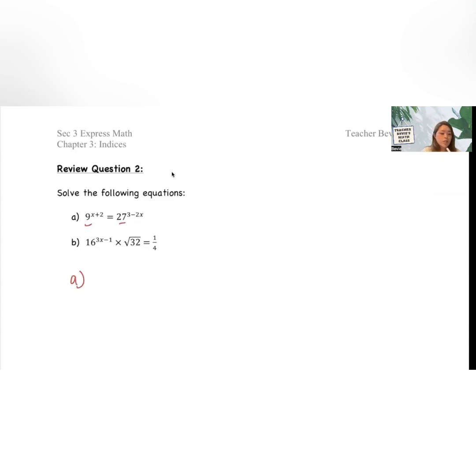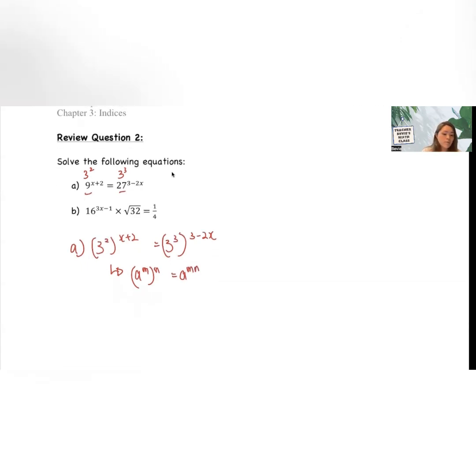Okay, 9, I can change it to 3 squared. And 27, I can change it to 3 cubed. Okay, from here, 3 squared, don't forget about the x plus 2, equals 3 cubed. Don't forget about the 3 minus 2x. Okay, so from here, I will use the law of a to the power of m, bracket n, which is a to the power of m times n, which is a to the power of mn. All right, I'll be using this law for both.